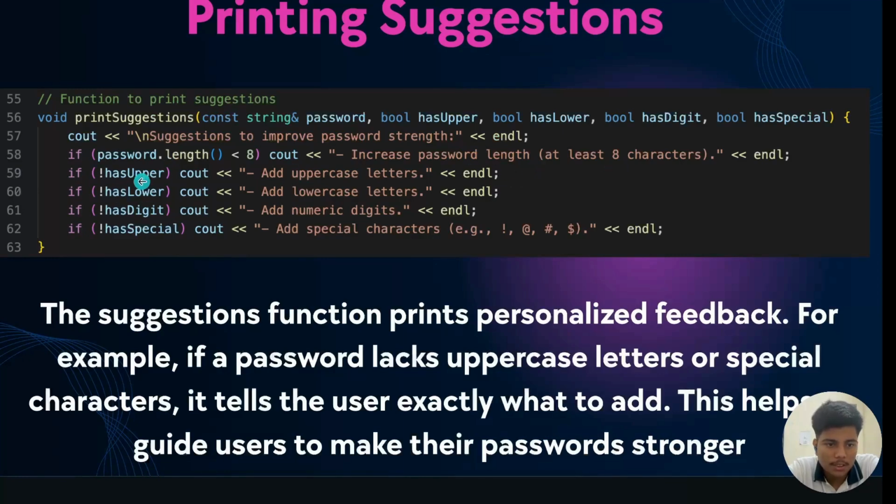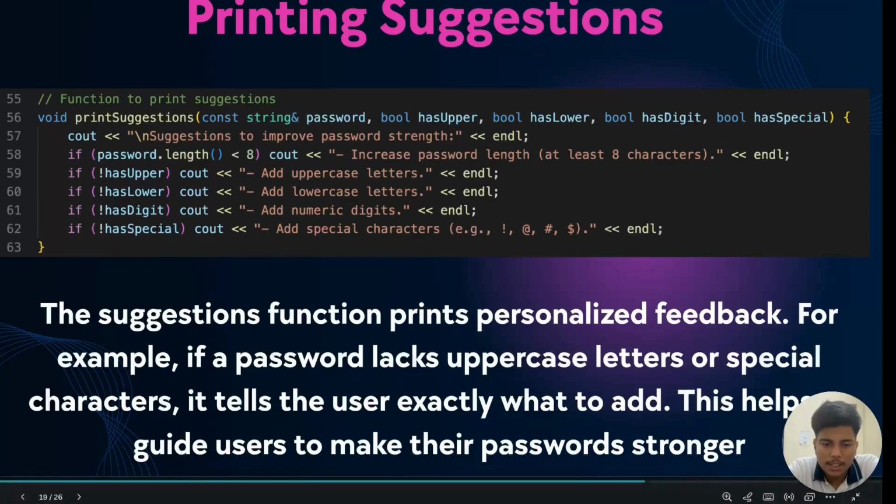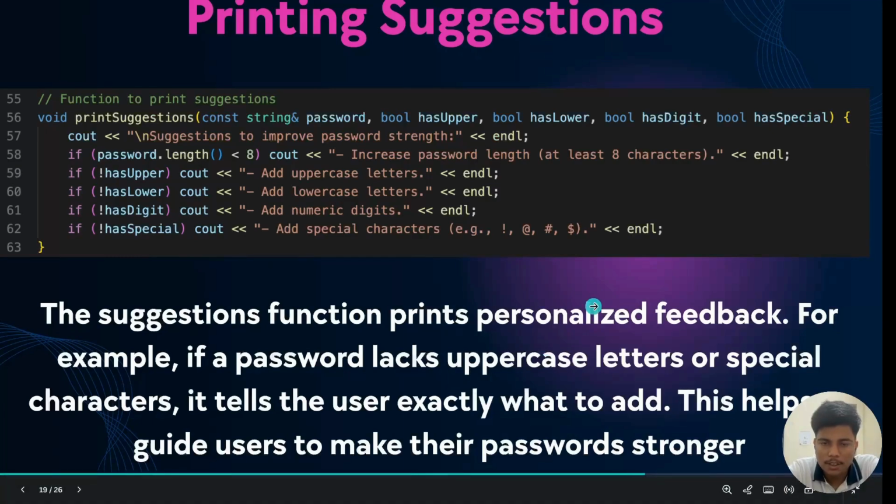If it does not have an uppercase letter, it will give the user feedback to add an uppercase letter. This exclamation mark is basically denoting not. If it does not have a lowercase letter, it will give feedback to add a lowercase letter. If it does not have a digit, it will give feedback to add a numeric digit. If it does not have a special character, it will give feedback to add a special character. This helps us guide the user to make their password stronger.